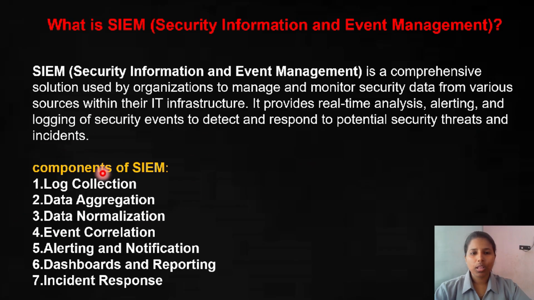So now let's see what the components of SIEM are. The first one is log collection. Log collection means we are collecting the logs, as I said, collecting the real-time data. Next is data aggregation, data normalization, event correlation, alerting and notification, dashboard and reporting, and incident response. So these are the seven components. First is log collection, second is data aggregation, third is data normalization, fourth is event correlation, fifth is alerting and notification, sixth is dashboard and reporting, and seventh is incident response.